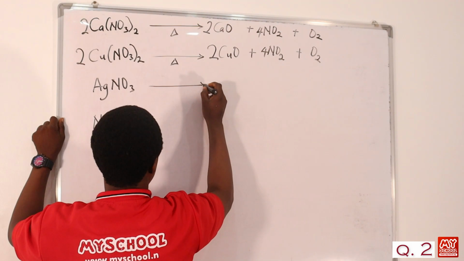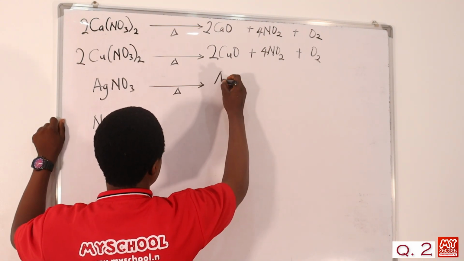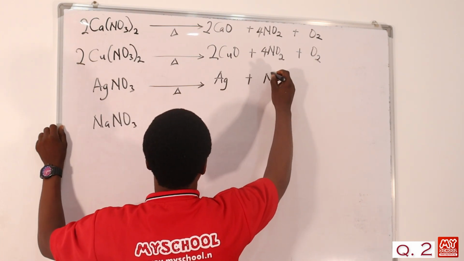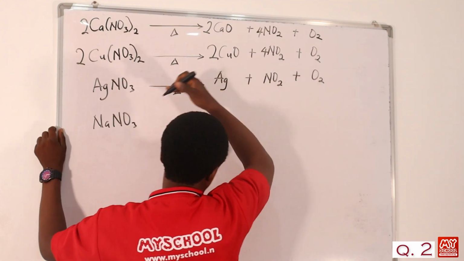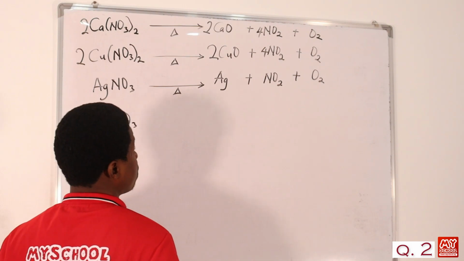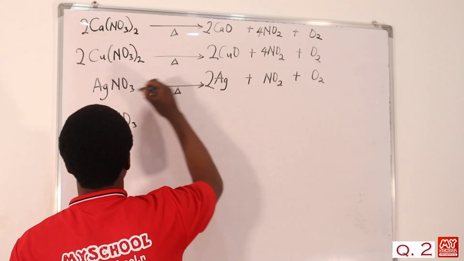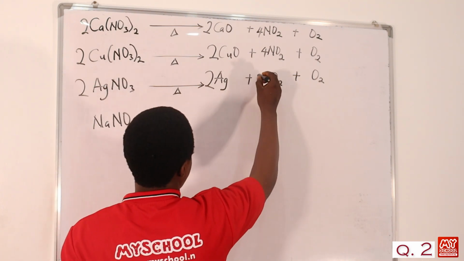So let's look at the third option, silver nitrate. If you apply heat to silver nitrate, we shall have silver, then we'll have NO2, then we have oxygen. You can just check the equation to see if it is balanced. This is NO2, so we have 2 here, we have 2 here, so this is 6 here, so this is 2 here, so we have 2 here also.